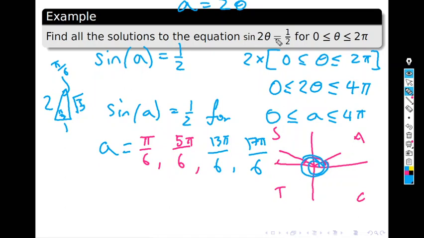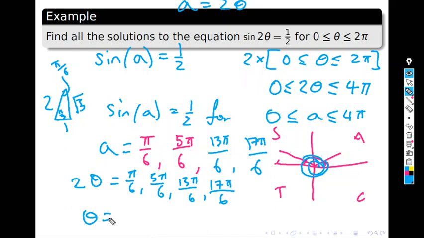So we've done a lot of work. We've got most of the way there. The thing is, the question is not asking you to find A. It's asking you to solve this equation that is in terms of theta. So we need to go back to theta. So we need to redo this substitution. So A is in fact 2 theta. So 2 theta is equal to pi on 6, 5 pi on 6, 13 pi on 6, and 17 pi on 6. Then, if we want theta by itself, we have to divide both sides by 2.